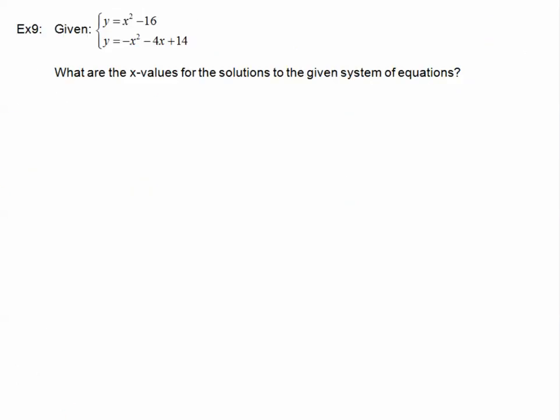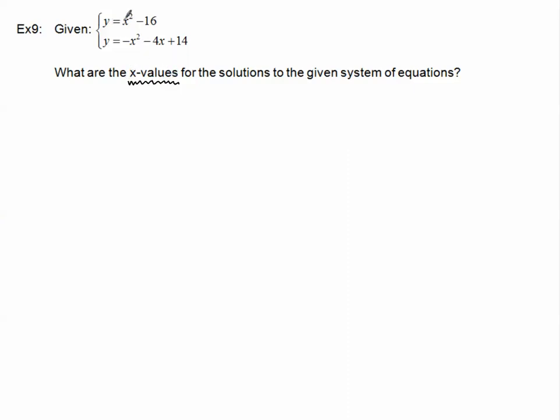This example is a little bit different, a little bit easier, I guess. So we're given a system, here it is. It says, what are the x values for the solutions to the given system? So we're actually not going all the way to our final answers. We're really just looking for the x values. So that's not too bad.